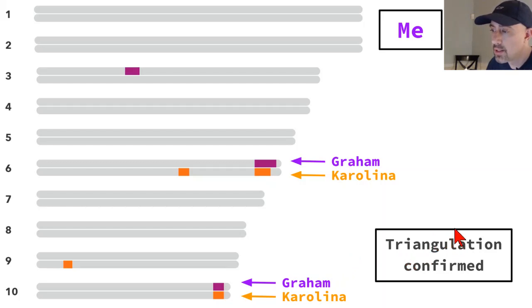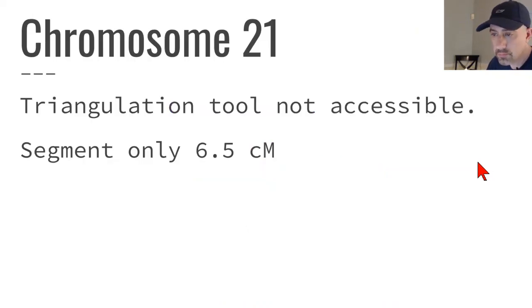So once again, triangulation is emphatically confirmed with the triangulation feature at 23andMe, as predicted by visual triangulation earlier, before we had access to this set of tools. For reasons I don't have time to discuss right now, we're not able to access the triangulation tool for chromosome 21, but that's a relatively small segment, and so it's no big loss.